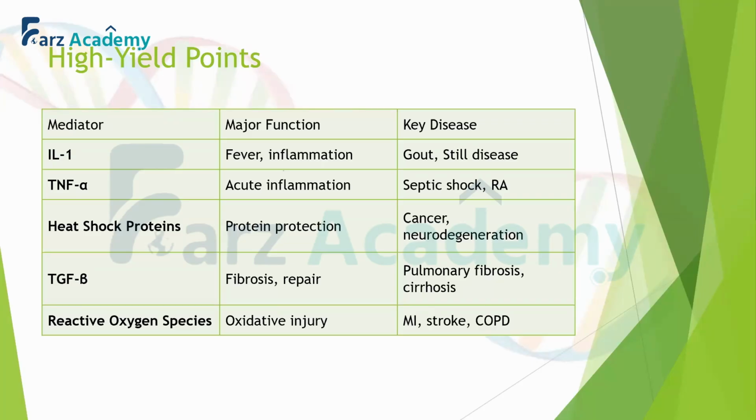Heat shock proteins, again, they mainly help in protein folding, and mutations can lead to neurodegenerative disorders and also malignancies. TGF beta promotes tissue repair as well as fibrosis, commonly associated with liver cirrhosis and pulmonary fibrosis. And reactive oxygen species are nothing but free radicals, which result in oxidative injury and most commonly associated with MI, stroke, or COPD.